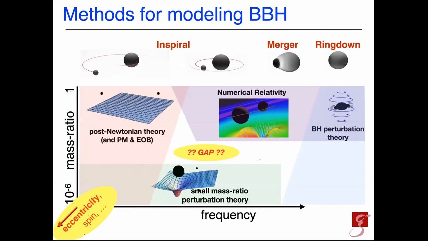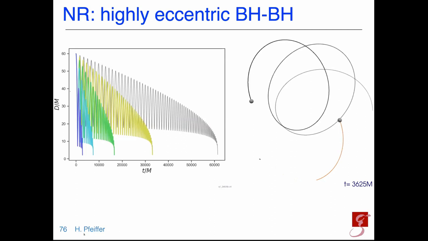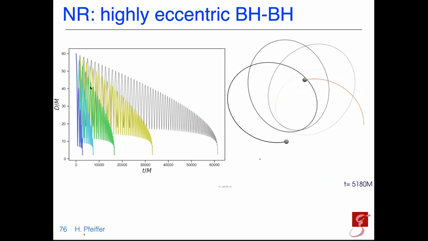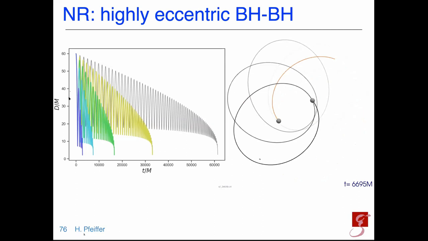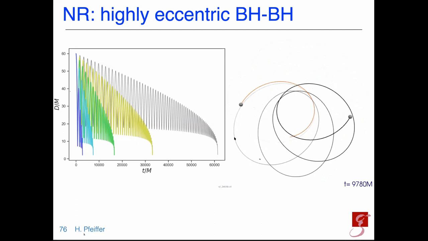So recent results from the group are these new simulations of extremely eccentric binaries with very, very many cycles. We're starting at initial eccentricities of about 0.6, 0.7, 0.8, that order of magnitude. And we can easily follow these simulations through tens of radial oscillations until they eventually merge, after this simulation comes from the 30,000 M in-spiral.